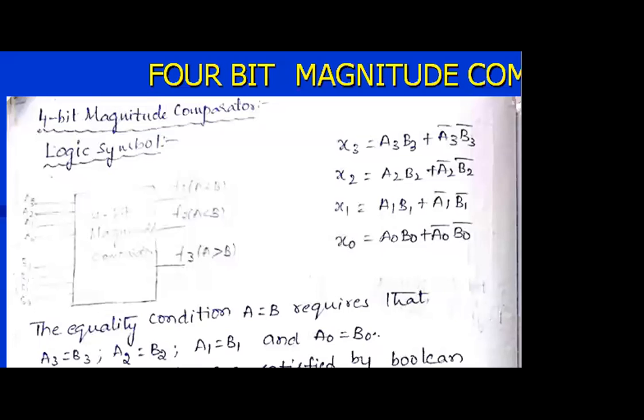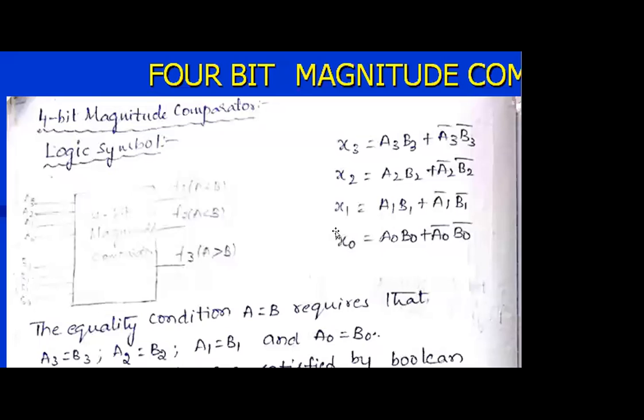I am defining 4 conditions. When A3 equals B3, we call this X3. When A2 equals B2, we call this X2. When A1 equals B1, we call this X1. When A0 equals B0, we call this X0. Equality condition: if all 4 bits X3, X2, X1, X0 are identical, we can simply call this A equal to B.